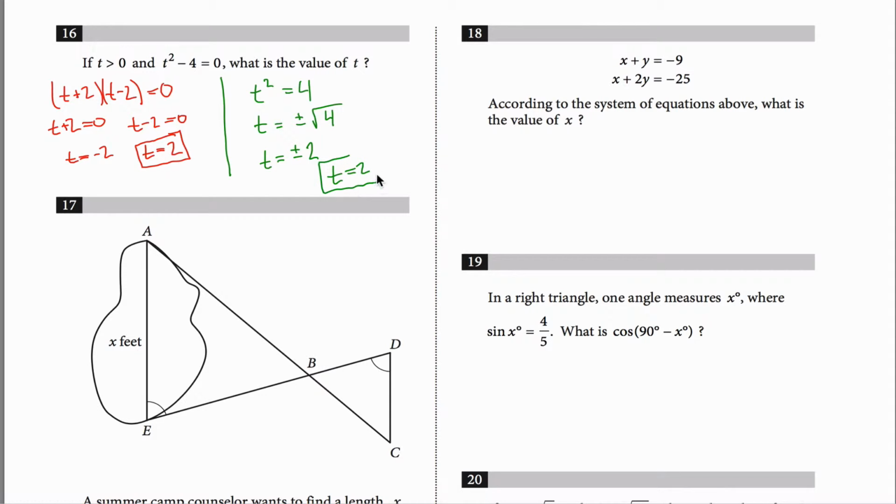So had I forgotten to put in the plus or minus, I would have gotten lucky in this case. But generally speaking, it's a good idea to remember that there are two different solutions to this equation. If t equals positive 2, squared is 4. If t equals negative 2, squared means negative 2 times negative 2. Negative times negative is a positive. All right, that's enough on that.